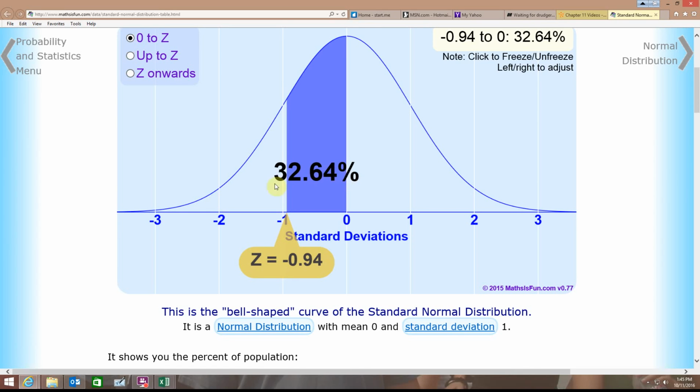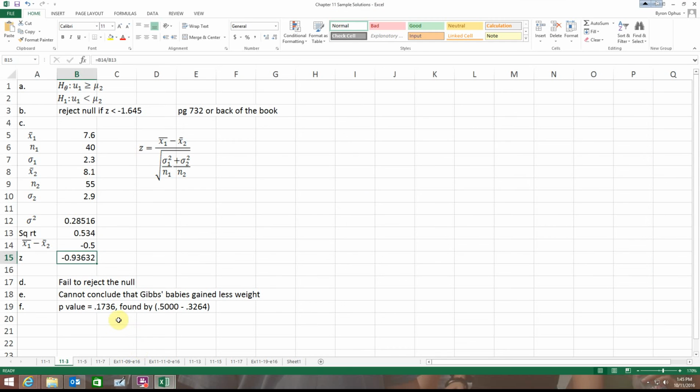So 0.5 minus that, because then I'm dealing with this area that's over here. So 17.36, or 0.1736, is what I found. So my p-value corroborates that, but it says that, hey, there's still a chance, a 17.36% chance that the babies did gain less weight. But there's an 83% chance that it's statistically insignificant. It's basically what we're saying there. Alrighty.